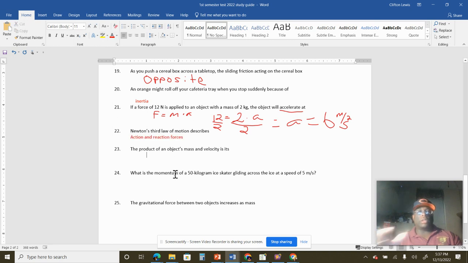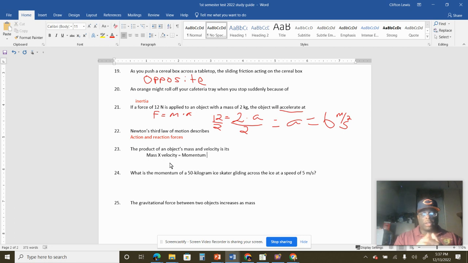The product of an object's mass and velocity is its what? So what is mass times velocity? That equals momentum. That's it. Okay, that's 23.